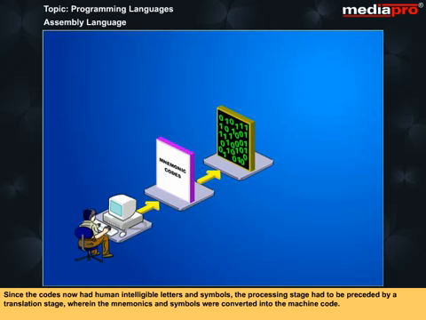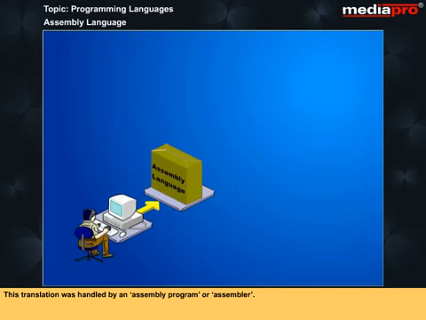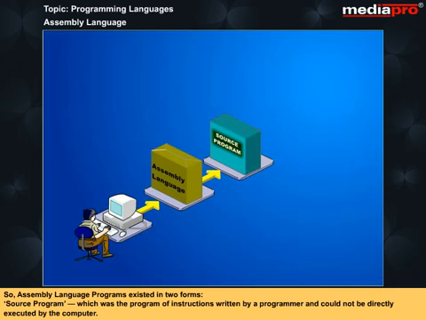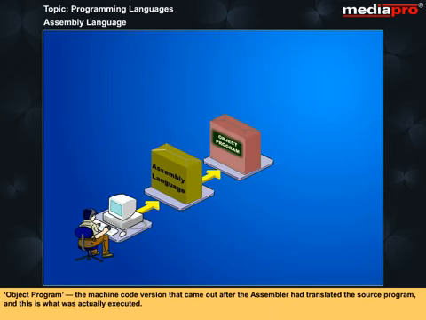Since the codes now had human intelligible letters and symbols, the processing stage had to be preceded by a translation stage, wherein the mnemonics and symbols were converted into the machine code. The translation was handled by an assembly program or assembler. So, assembly language programs existed in two forms: source program, which was the program of instructions written by a programmer and could not be directly executed by the computer; object program, the machine code version that came out after the assembler had translated the source program, and this is what was actually executed.